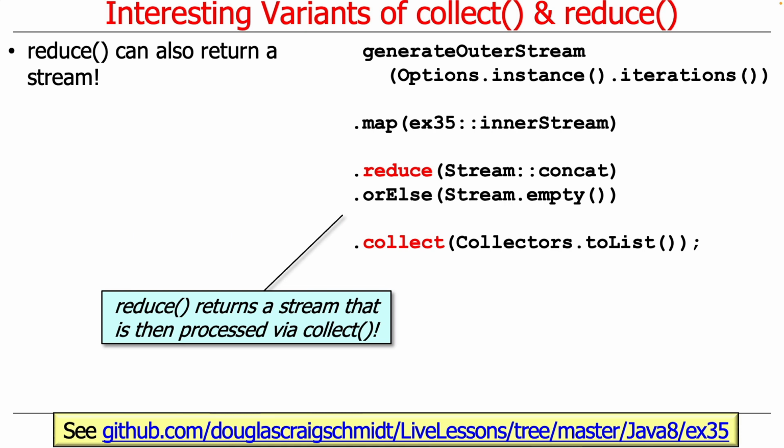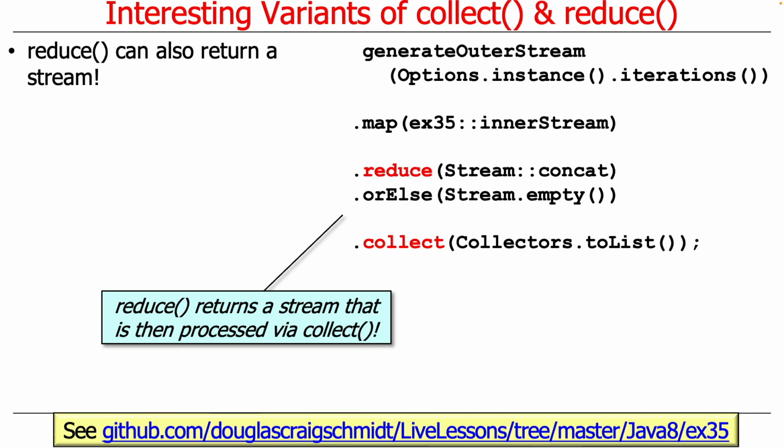Now, another thing you can do, just to show you all the different variations, and this is actually quite important for your assignment, is you can also use reduce to return a stream. So this is a funky, weird corner case where we're using a terminal operation to return something that is itself a stream. Most of the time, terminal operations return non-stream results. Here's the exception that proves the rule, and you can see this in my EX35 example. And we'll look at that later.